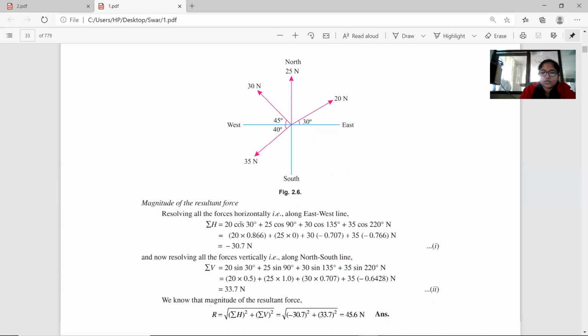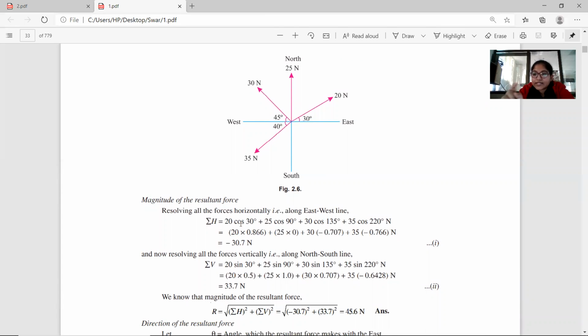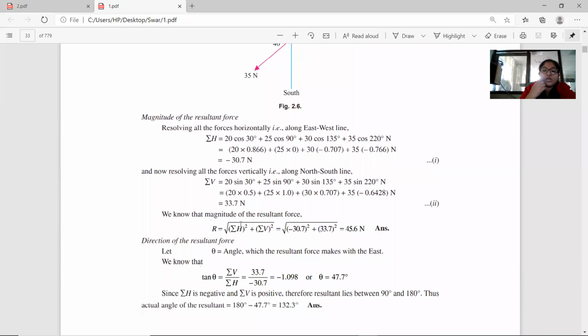For sigma v, my value will be calculated using the sine theta values. So 20 sine 30 plus 25 sine 90 plus 30 sine 135 degree plus 35 sine 220 degree. After putting the values of sine 30, sine 90, sine 135 and sine 220, my value will be 33.7. Here we have to calculate the magnitude of the resultant force. What is the resultant force formula? Under root of sigma h square plus sigma v square. Sigma h value is minus 30.7, sigma v value is 33.7. After solving this equation, my value will be 45.6 Newton.